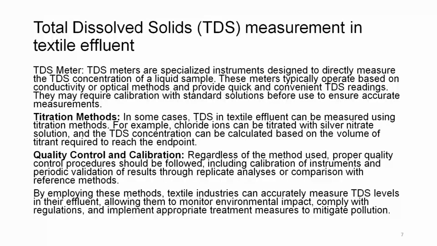And so, we all know how titrations are done. There is an end point, and to reach that end point, how much volume of the solution is required, there is an equation for calculation. Quality control and calibration. Regardless of the method used, proper quality control procedures should be followed, including calibration of instruments and periodic validation of results through replicate analysis, preferably triplicate, or comparison with reference standards.